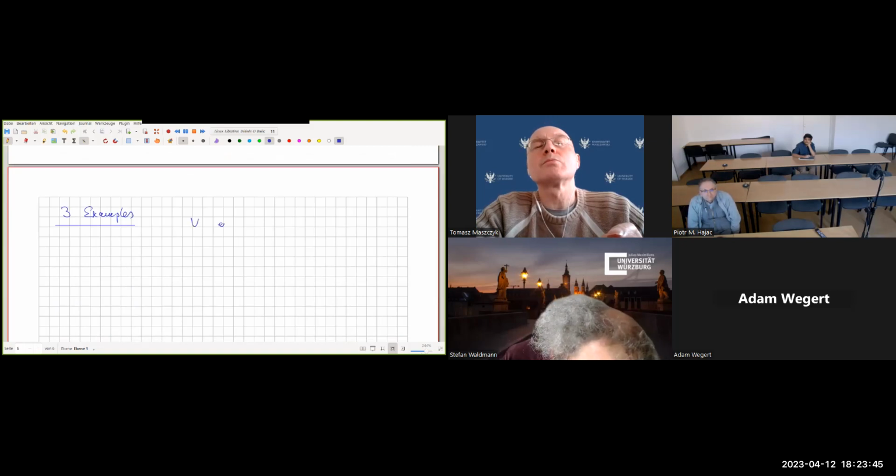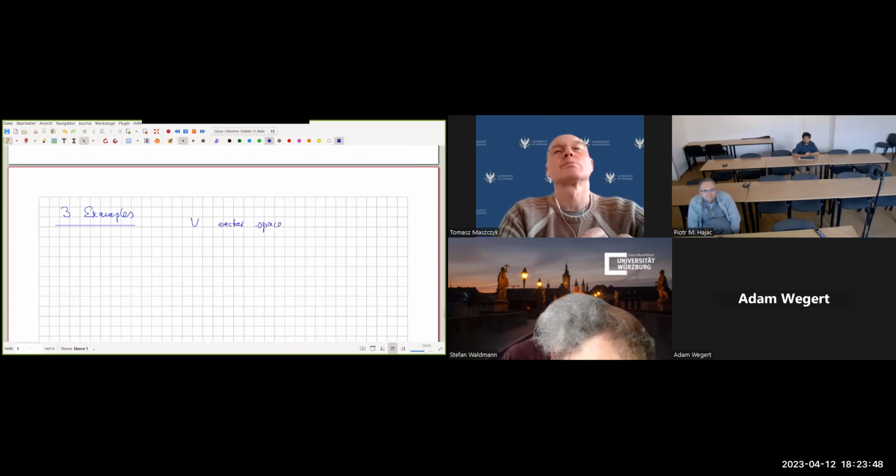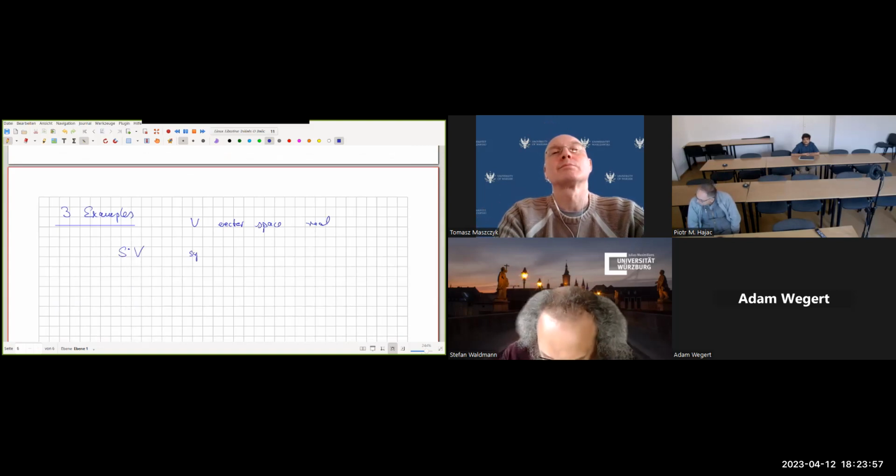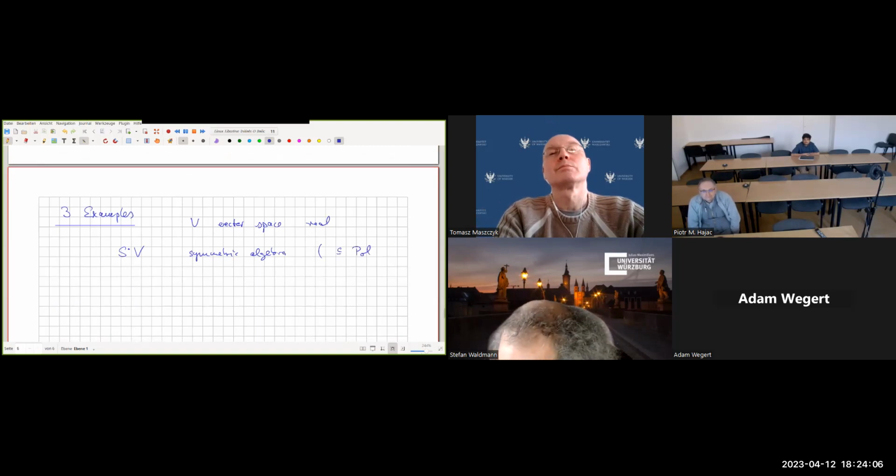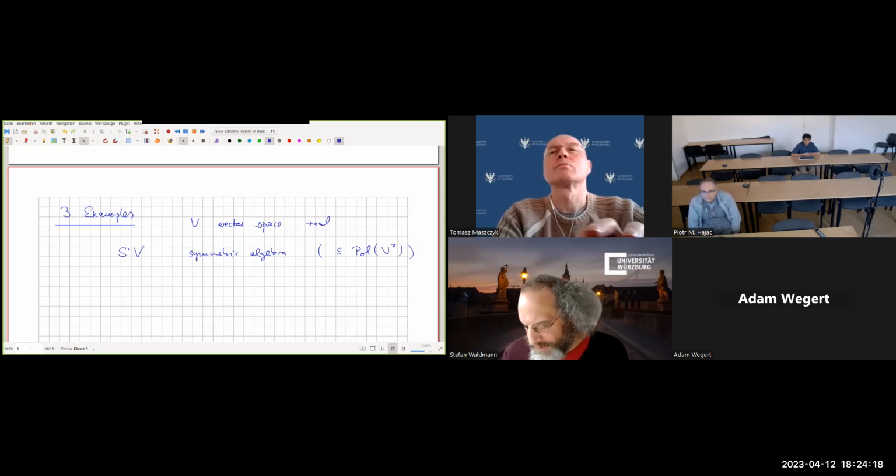So we start with a vector space, say real or complex, doesn't matter. And then we take the symmetric algebra. We can think of that as being part of the polynomial functions on the dual. When V is infinite dimensional, it will be only a very tiny part, and it will also be a question what dual I really mean. If it's finite dimensional, then the symmetric algebra is the same thing as the polynomials on the dual. So this V star will be sort of the phase space.